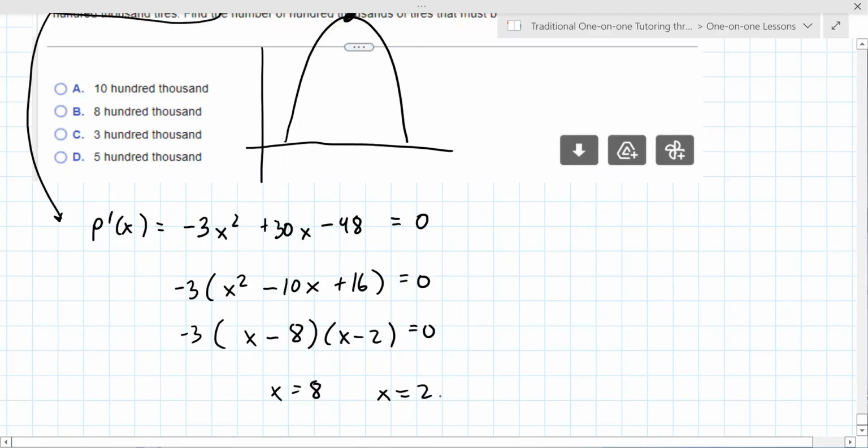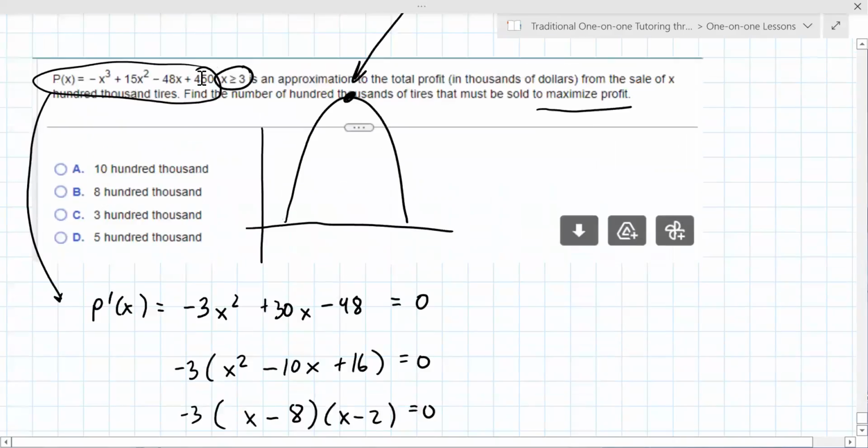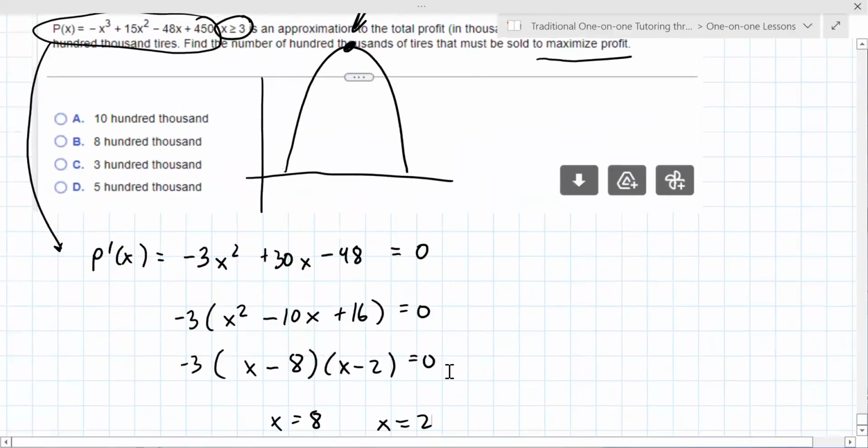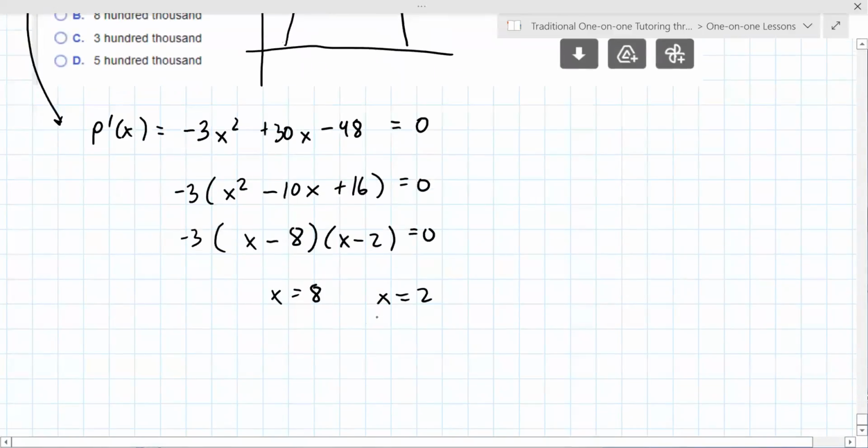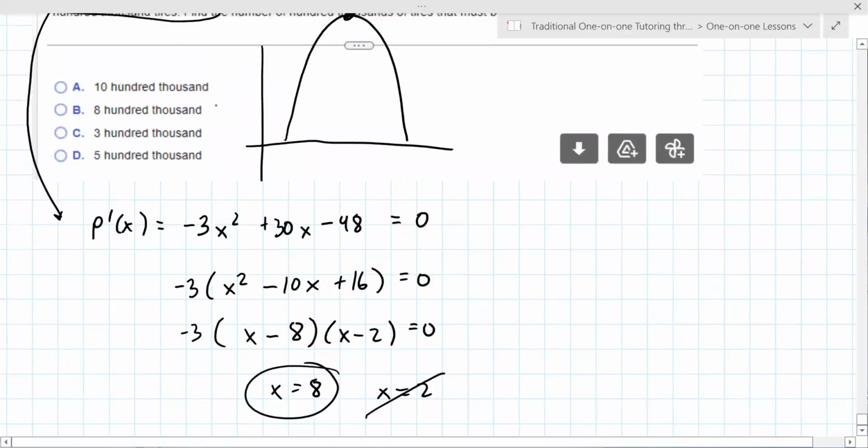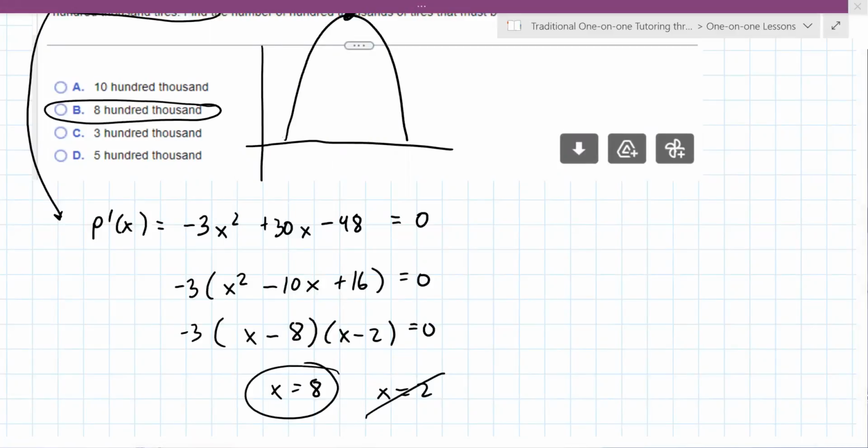And you might be thinking, well, where's the answer 2? Because that's one of the answers. It says though that x has to be greater than or equal to 3. So this one is out. It's considered extraneous. 8 is the only possibility.